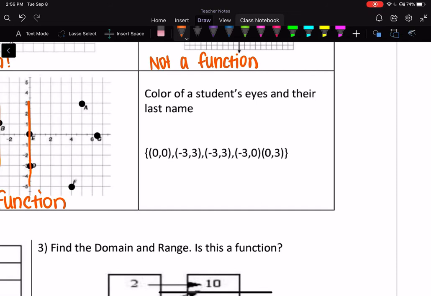The eye color of students and their last name. So your eye color would be your X and last name would be your Y. So in this case, if we look around the room and we were to pick out some people, there might be multiple people with brown eyes and multiple people with blue eyes and multiple people with green eyes. Since the eye color is duplicated and everybody has a different last name, this would not be a function.